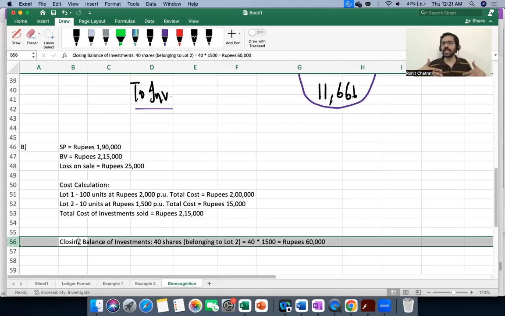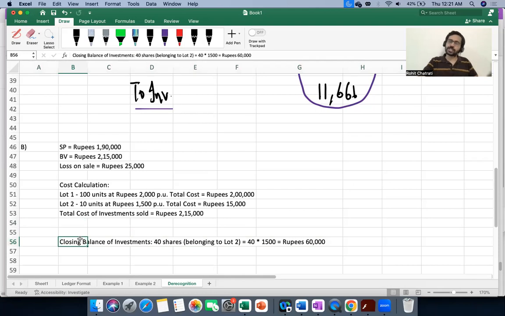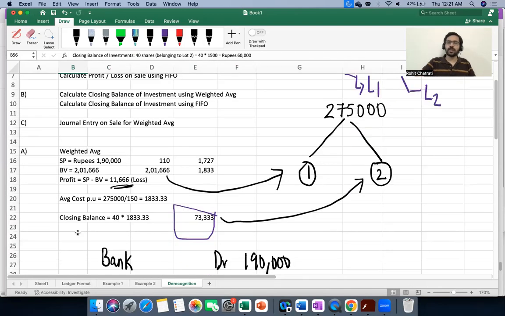So what you actually calculate as a balancing figure in your ledger account, you can match it with a mathematical calculation in this way. Just like in weighted average cost, I showed you that the balancing figure in the ledger account can be matched with the closing balance that we calculated using mathematics, the same way under FIFO also that is possible. Whatever balancing figure you have in the ledger account as by balance carried forward can be matched with the mathematical calculation as well. All right. So that is what I wanted to discuss about FIFO method.